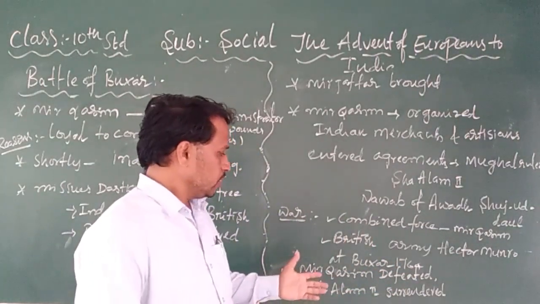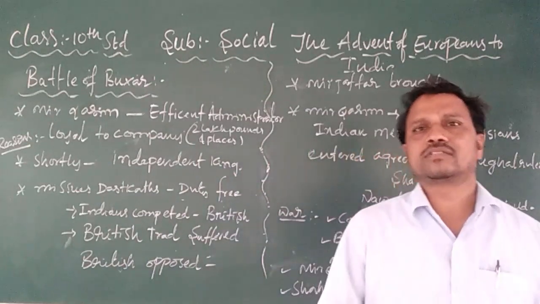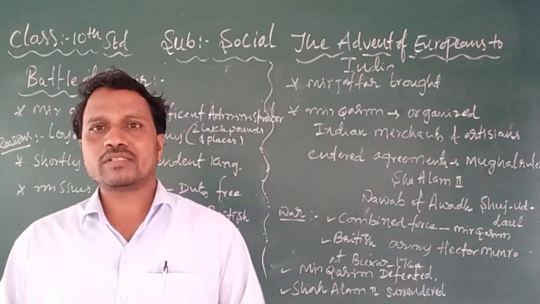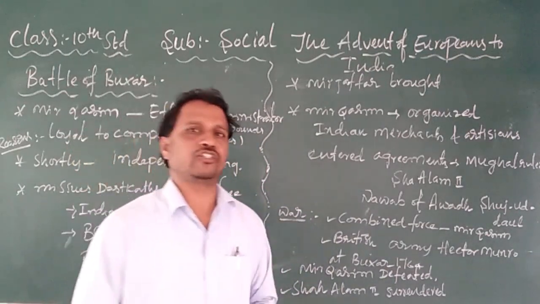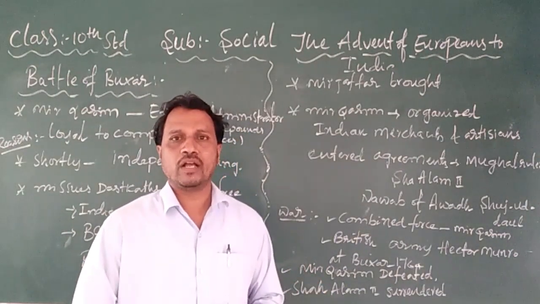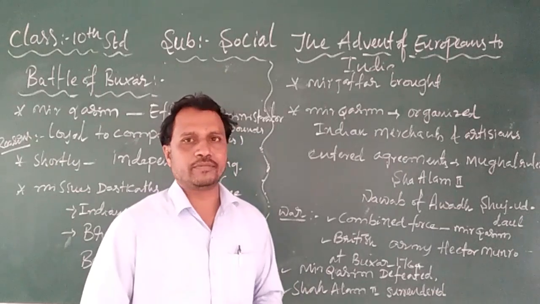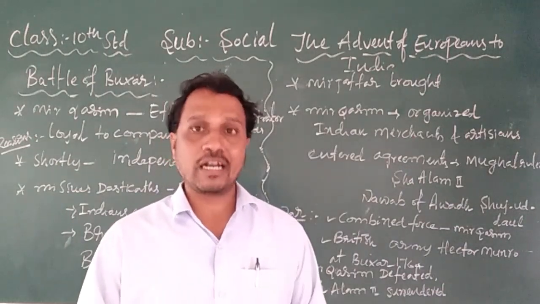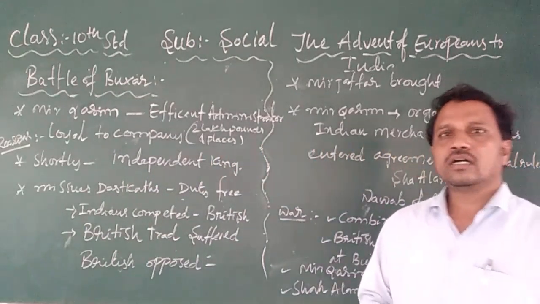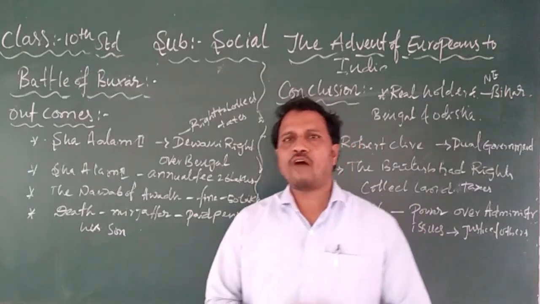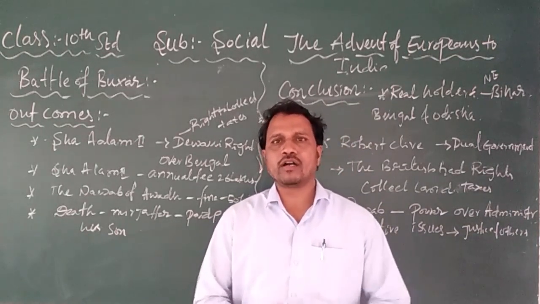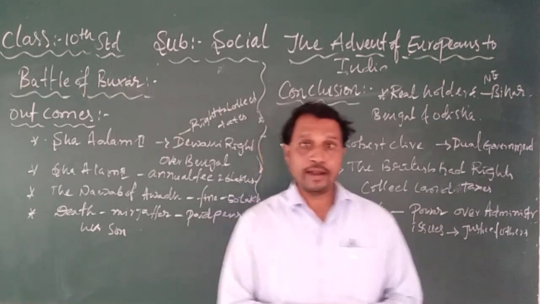Whatever power and support Mir Qasim had taken, it got lost because of the cunning plans of the British. So finally Mir Qasim was defeated by the British, and Shah Alam II surrendered to the British in this battle. So like this, the battle came to the end.